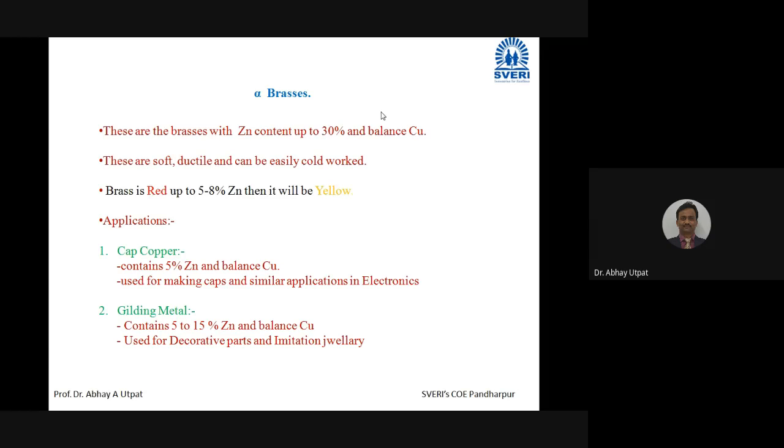If you go on adding more amount of zinc, then the color of this brass changes.